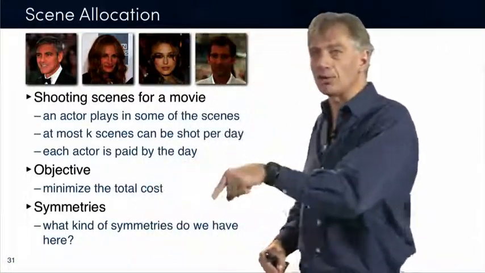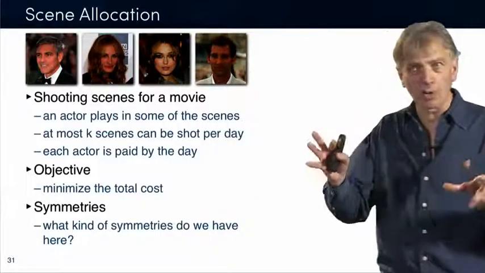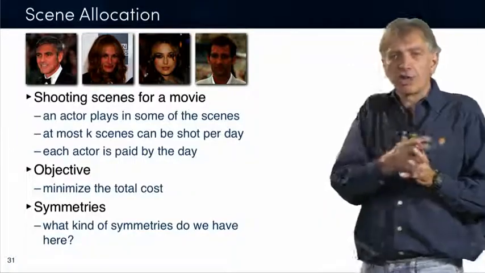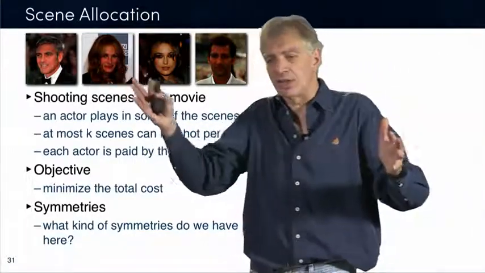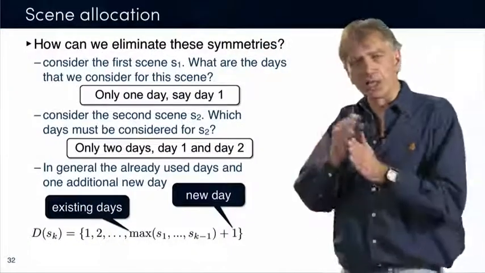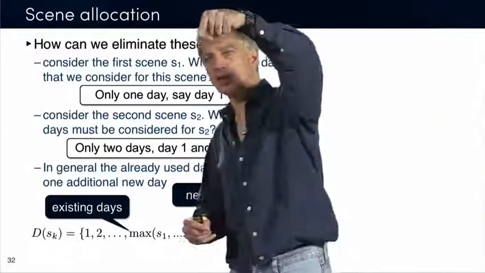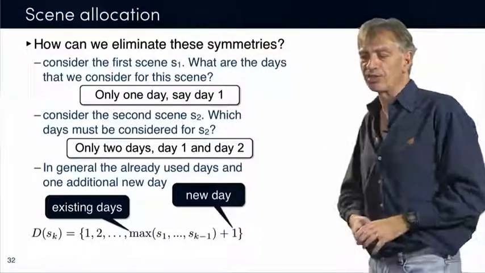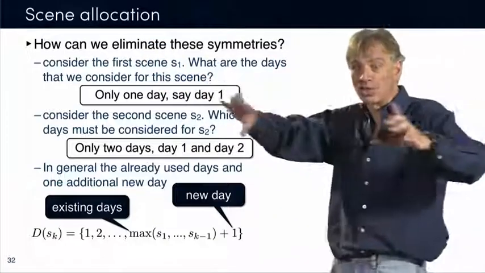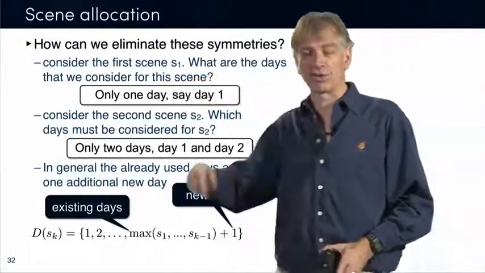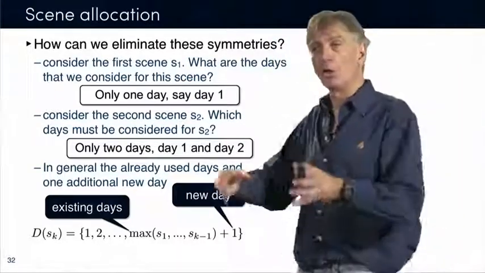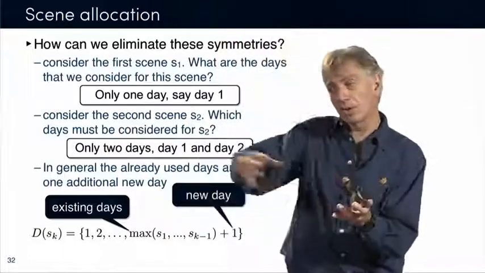Now, there were a lot of symmetries in this particular problem. Do you remember? The symmetries were about the various days. The days at the beginning were all interchangeable. Monday and Tuesday made no difference for these actors. The way we eliminated those symmetries was by putting in constraints. For the first scene we wanted to assign, it could only be assigned to day one, because at that point all the days were the same. For the second scene, we were saying that scene can be assigned to day one, where scene one has been allocated, or a new day, which is day two, because all the other days are the same.